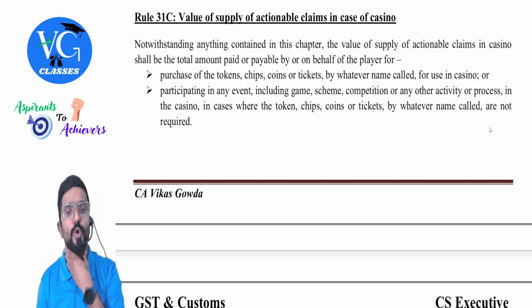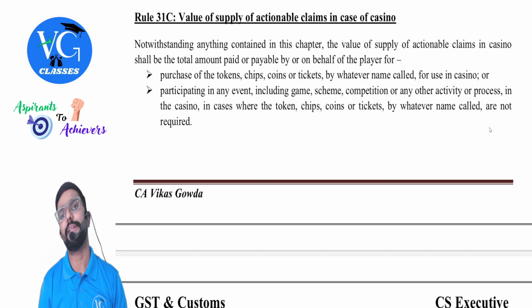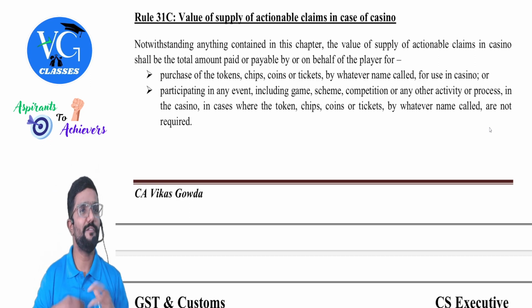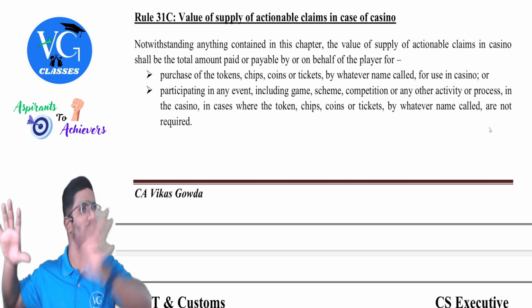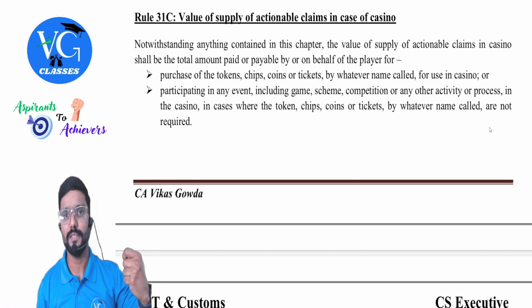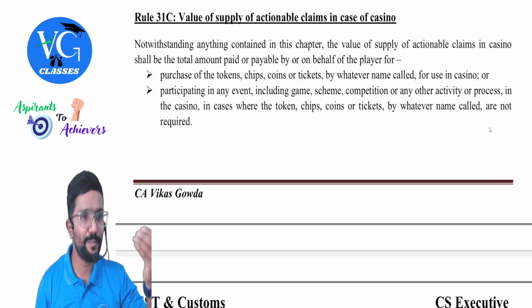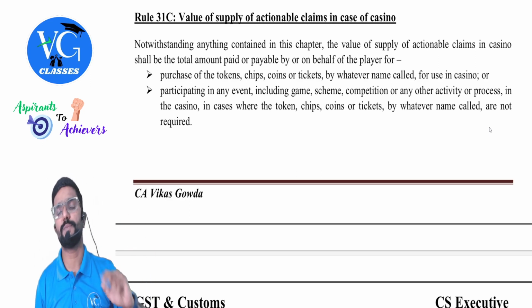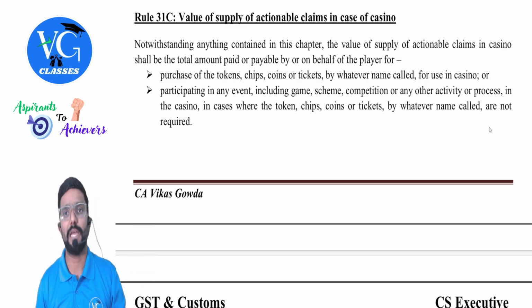In cases where the token, chips, coins, or tickets by whatever name called are not required, it means simply, if you are playing directly with money, then the value of that money. Or using money, you are purchasing some token or coins, whatever is the amount you have paid to purchase the token, coins or chips, that is the value of supply to the supplier.